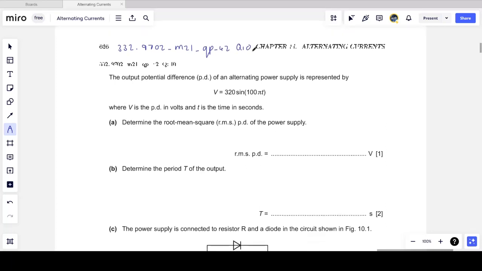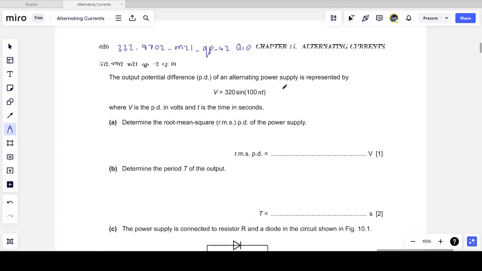We are told that the output potential difference of an alternating power supply is given by 320 sine 100 pi times t, where V is the potential difference in volts and t is the time in seconds. And we want to find the root mean square potential difference of the power supply.